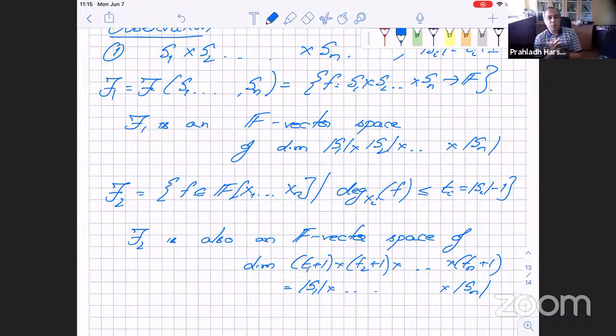Now, why this one? So how should we prove this? How should we prove this?